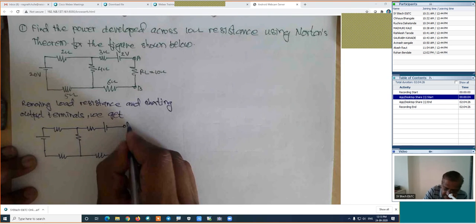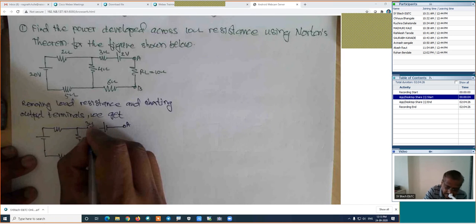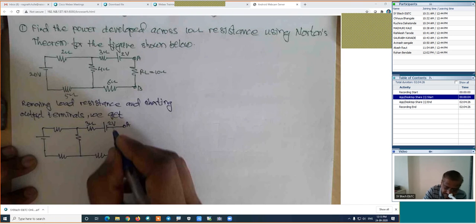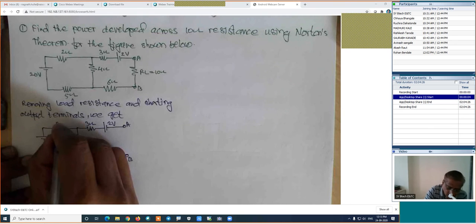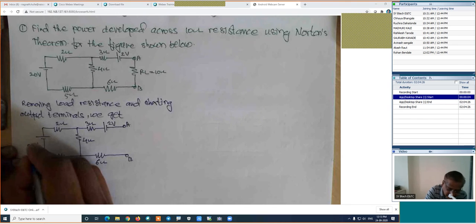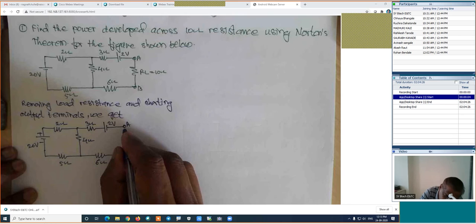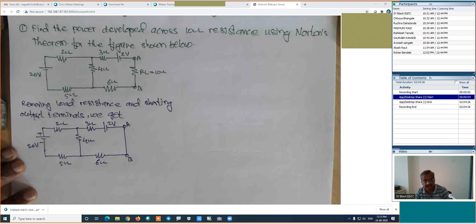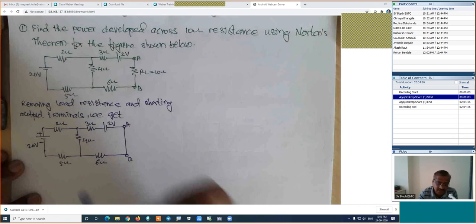Here is point A. This is point B. Here it is 3 ohm. This is 2 ohm. This is 6 ohm. This is 4 ohm. This is 2 ohm. This is 5 ohm. And it is 20 ohm. This is plus and minus. Now, short these output terminals. Now, what we have done: we have removed the load resistance, we have shorted the output terminals, and we have redrawn the same circuit.